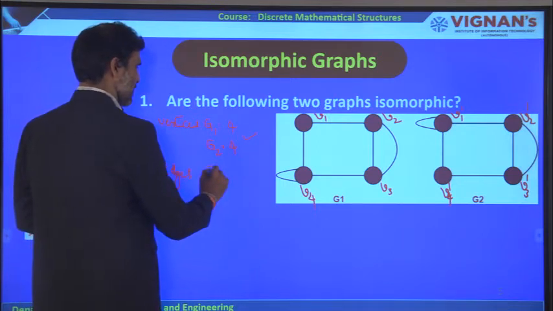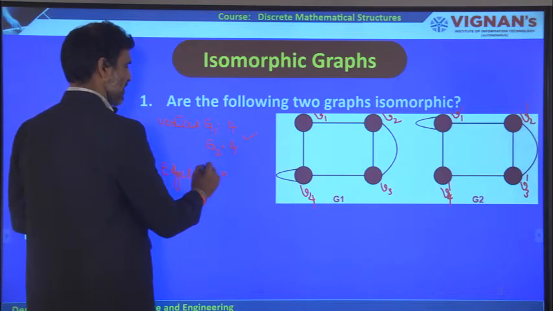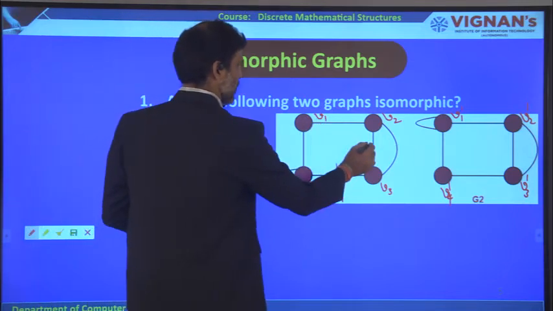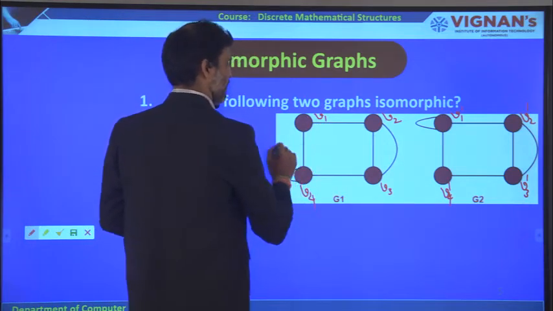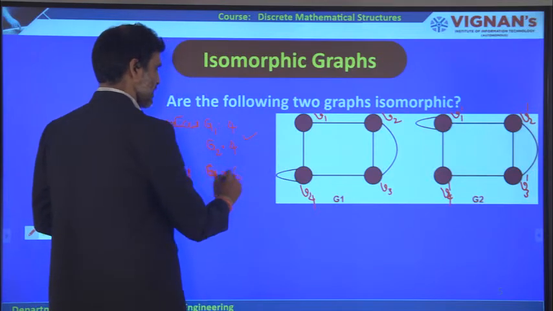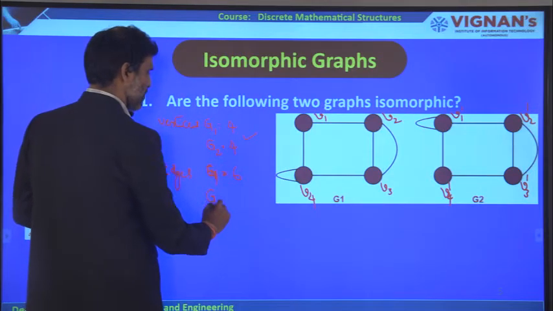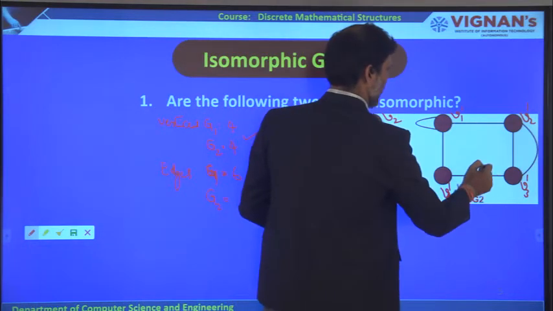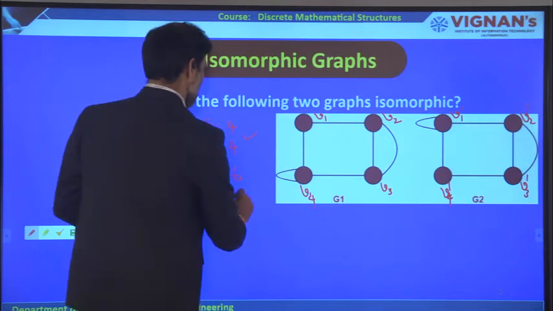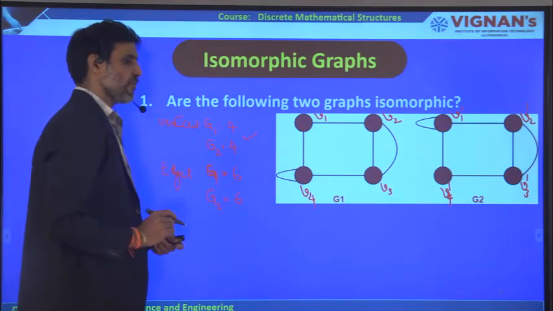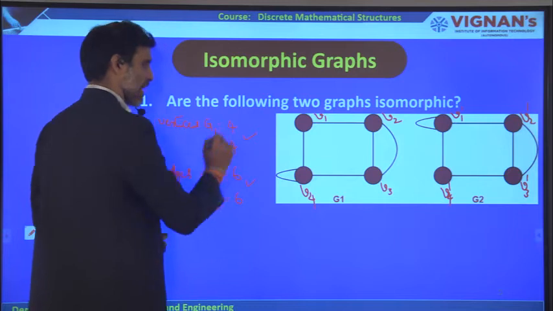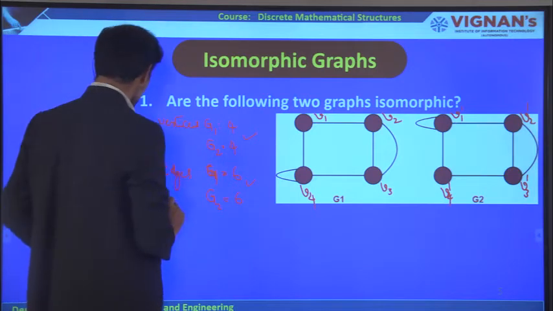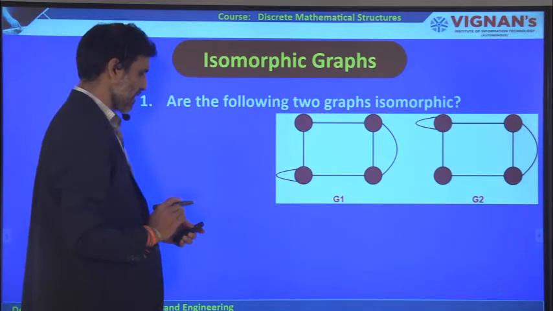What do we mean by edges? E1. For graph G1, how many edges are there? 1, 2, 3, 4, 5, okay, 4 plus 2, 6 edges are there. Similarly for graph G2, how many edges are there? 1, 2, 3, 4, 5, 6. So 4 plus 2, totally 6 edges are there. Therefore, the second condition is also satisfied. So the first two conditions are satisfied. Now coming to the third condition. What is the third condition here?